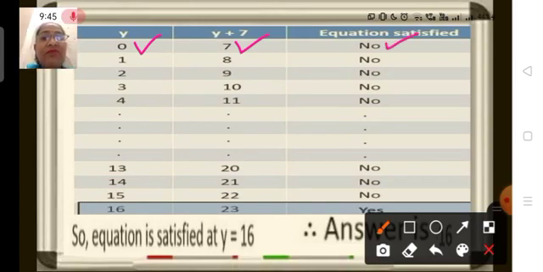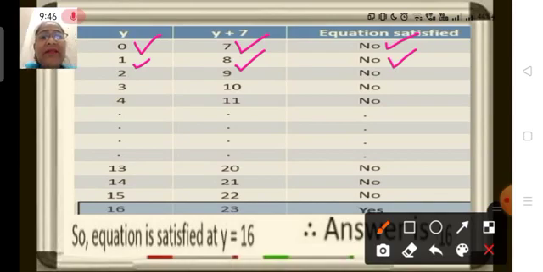Similarly, we will move on to the second, that is, we will take the value of y equal to 1. If we take y equal to 1, y plus 7 becomes 1 plus 7, that means 8. But here we want y plus 7 equal to 23. Therefore, we can say that y equal to 1 does not satisfy the given equation y plus 7 equal to 23.